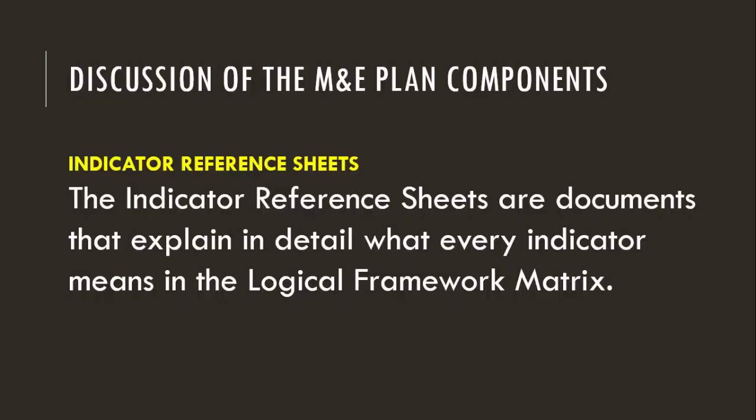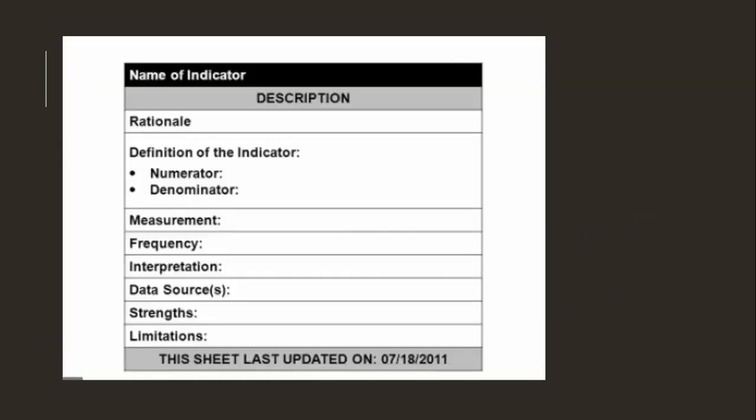So the indicator reference sheets give a standard definition for each indicator in the log frame. So if you have 20 indicators, you have 20 indicator reference sheets, and each reference sheet must give a standard definition of each of the indicators. In case you don't know what I'm talking about here, this is the format of an indicator reference sheet.